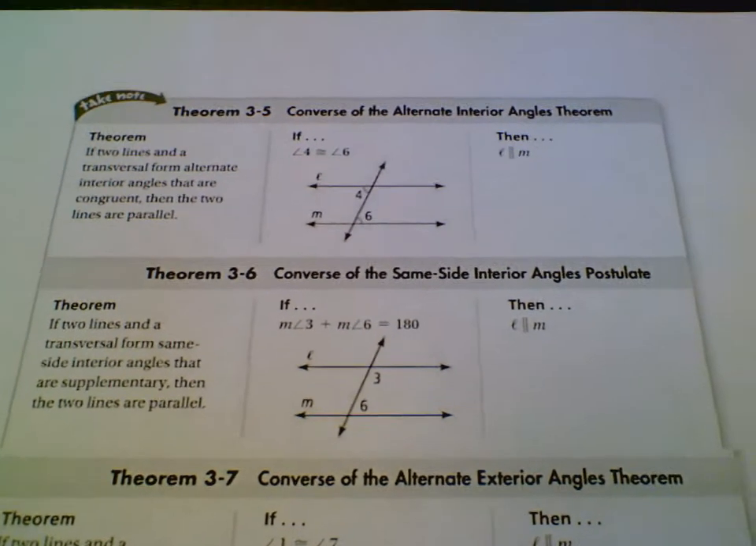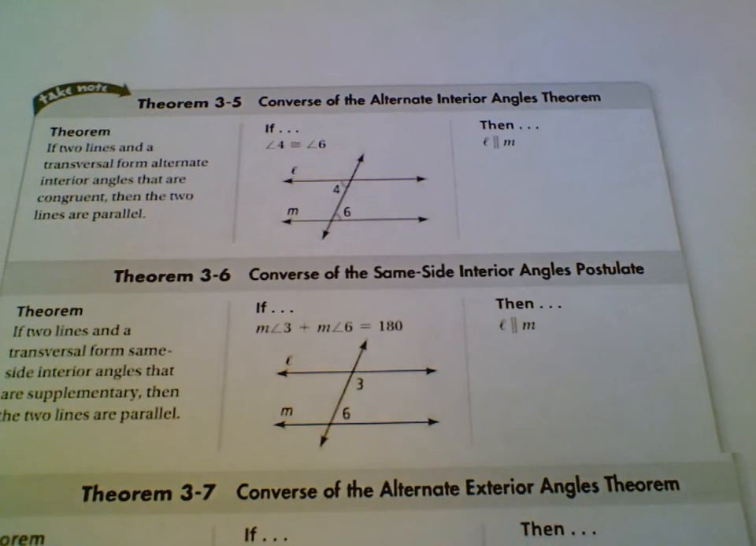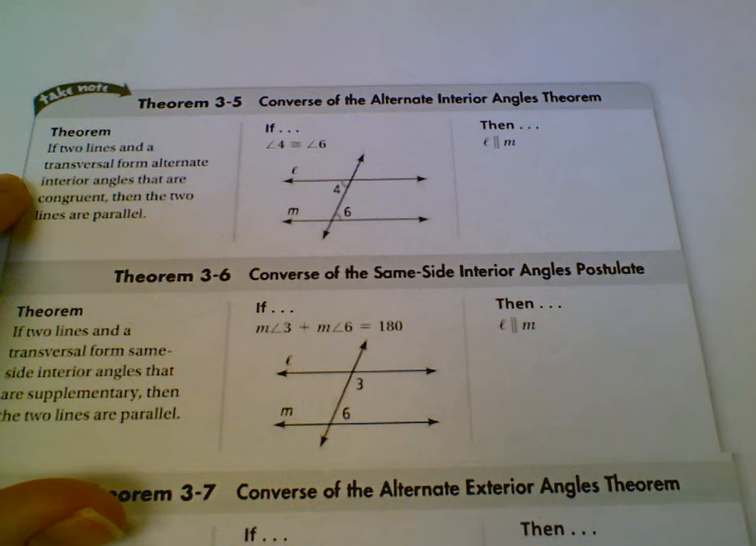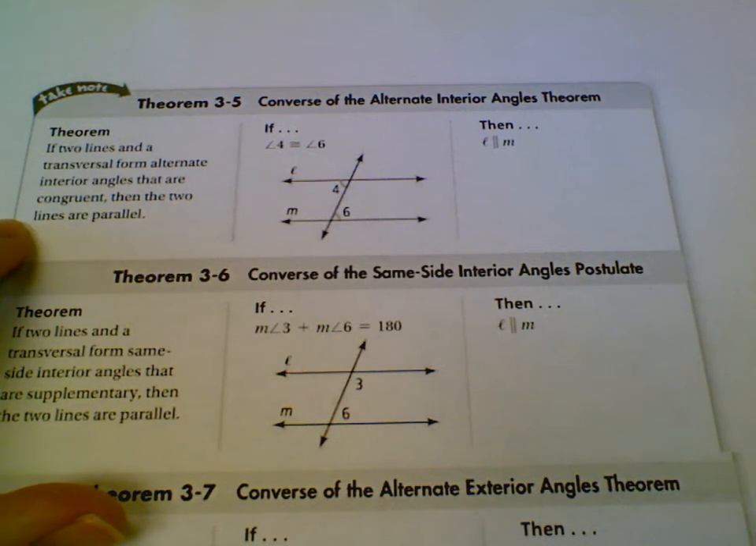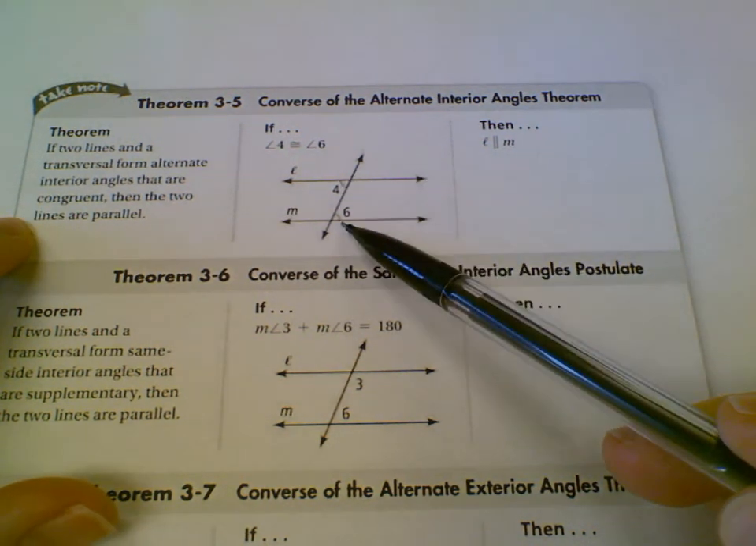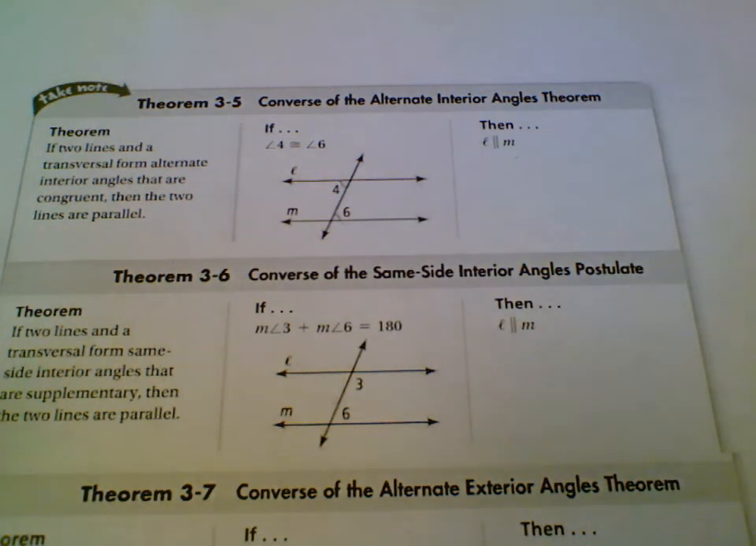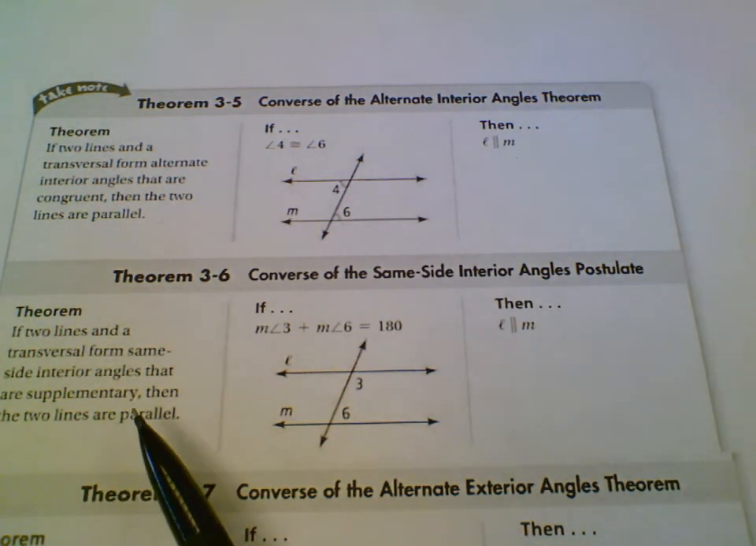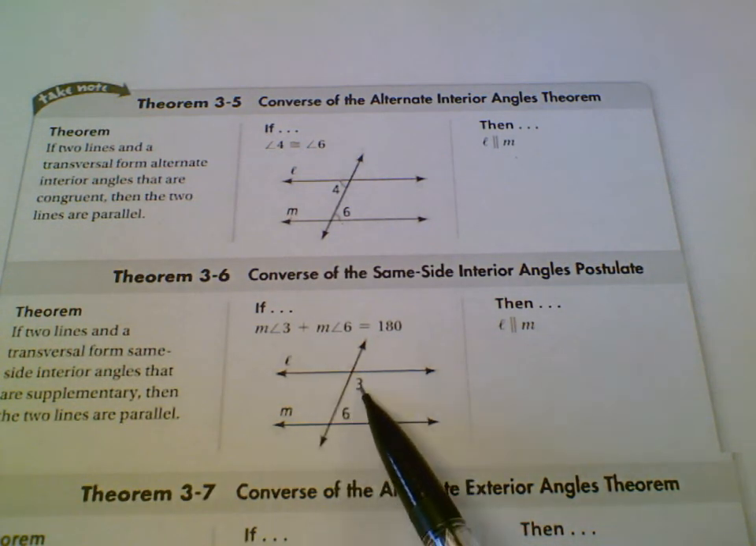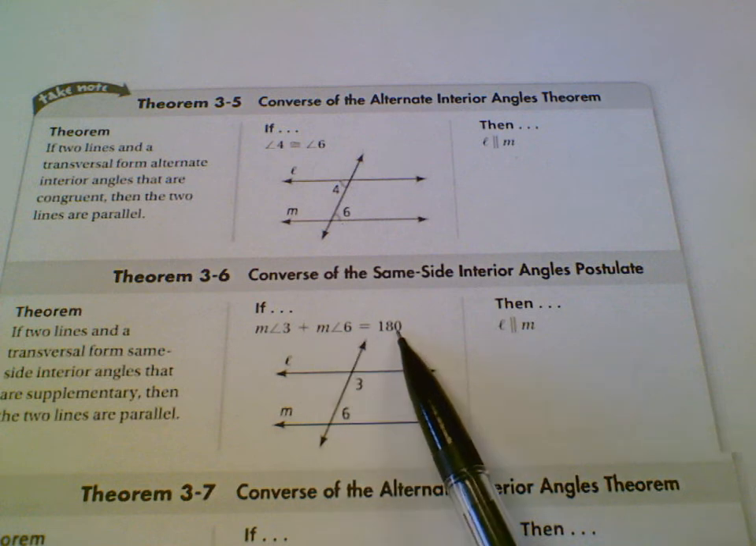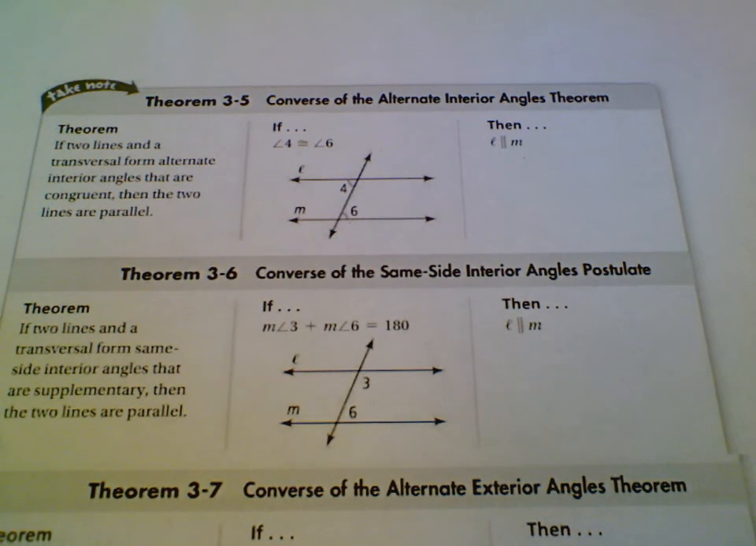Up at the top here I have some more converses. It says if two lines and a transversal form alternate interior angles that are congruent, then the two lines are parallel. So 4 and 6 are alternate interior, they're congruent, so therefore L and M have to be parallel. Next, if two lines and a transversal form same side interior angles that are supplementary, then the two lines are parallel. So 3 and 6 are same side interior, I know that they add to 180, so therefore L and M have to be parallel.